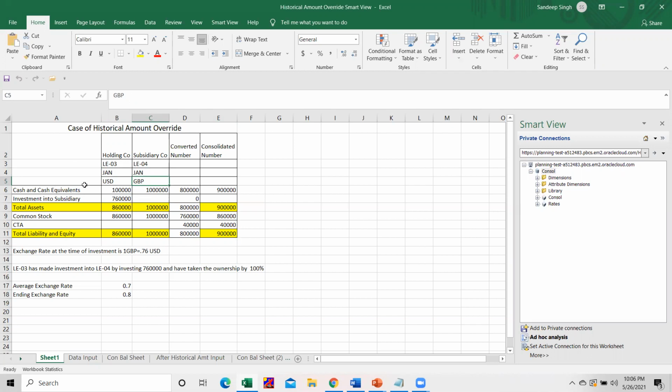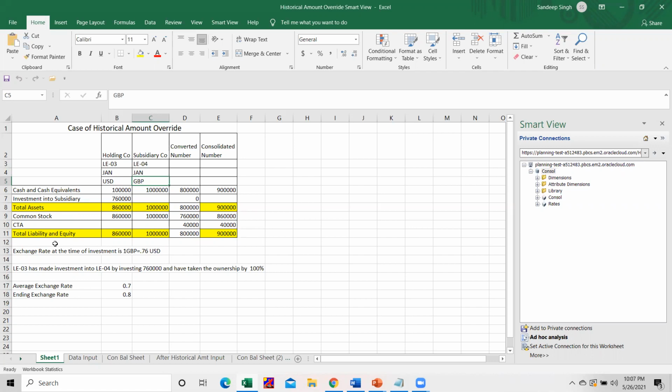So this is the trial balance that pertains to the month of January. We have some asset accounts, that is cash and cash equivalent, and investment into subsidiary. The total asset for legal entity 03 is 8,60,000 and for legal entity 04 is 10 lakh. The common stock for legal entity 03 is 8,60,000 and for legal entity 04 is 10 lakh.